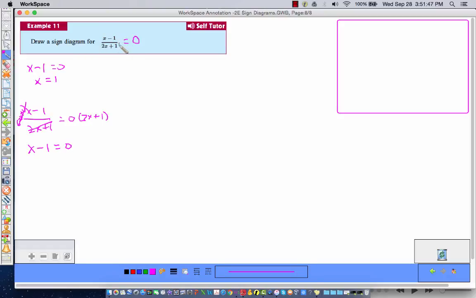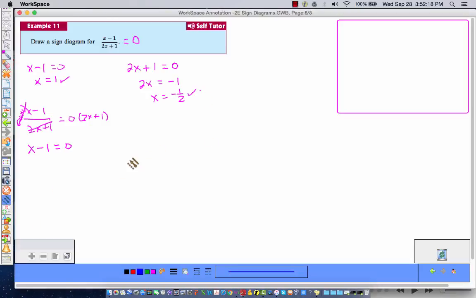Now, I do have a spot where this could be undefined. The function could be undefined because I have a denominator. And that would be undefined when the denominator is equal to 0, because if the denominator is 0, there's an attempt to divide by 0, which we know we cannot do. Solving for this, I get x equal to negative 1/2, so I have my two critical points. One of them is a 0, which is 1, and one of them is where the function is undefined.